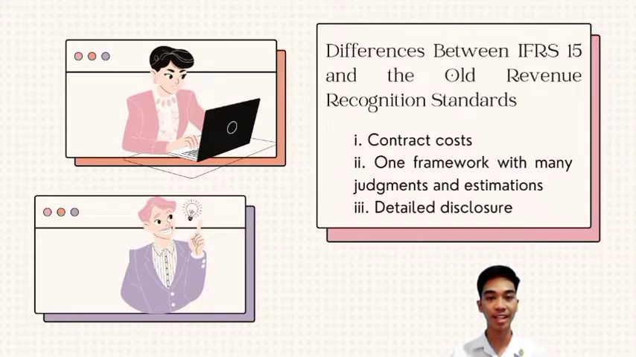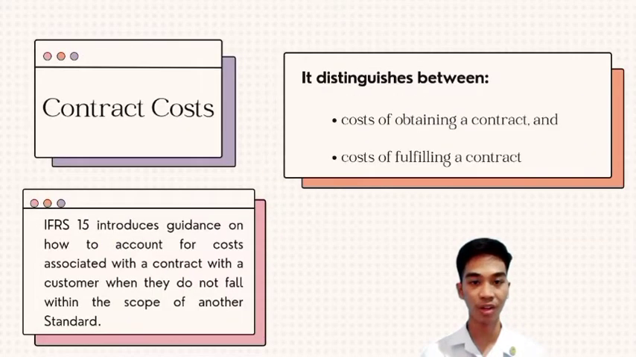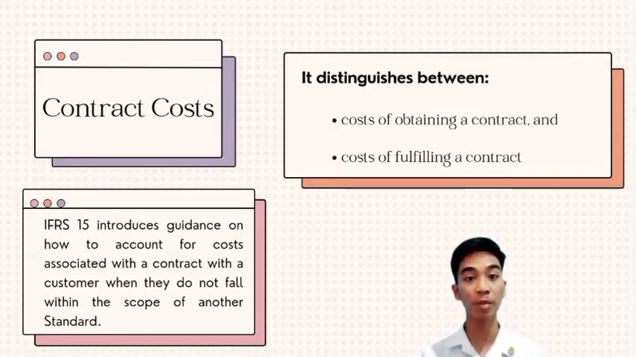Here are the differences between IFRS 15 and the old revenue recognition standards. Contract costs, one framework with many judgments and estimations, and detailed disclosure. On contract costs, when considering how to account for costs that are incurred before a contract exists, or the pre-contract costs, it is important to keep in mind that they may include both the cost of obtaining a contract and the cost of fulfilling a contract, and that the requirements in respect of each are different.